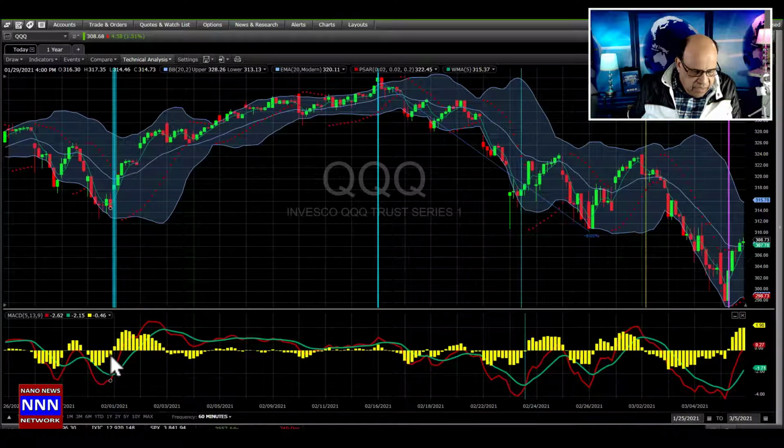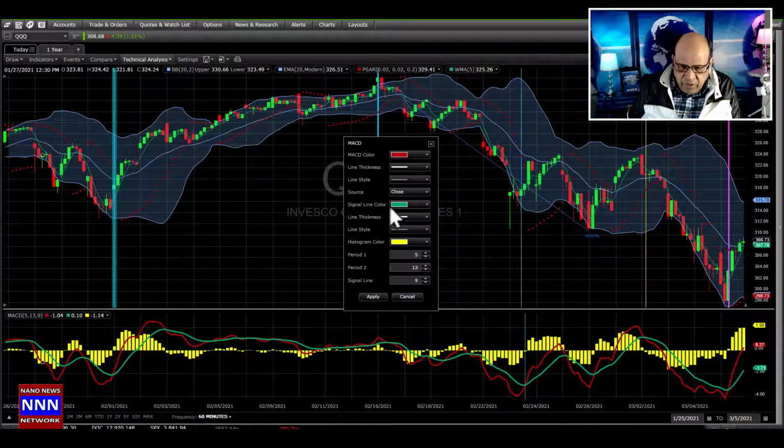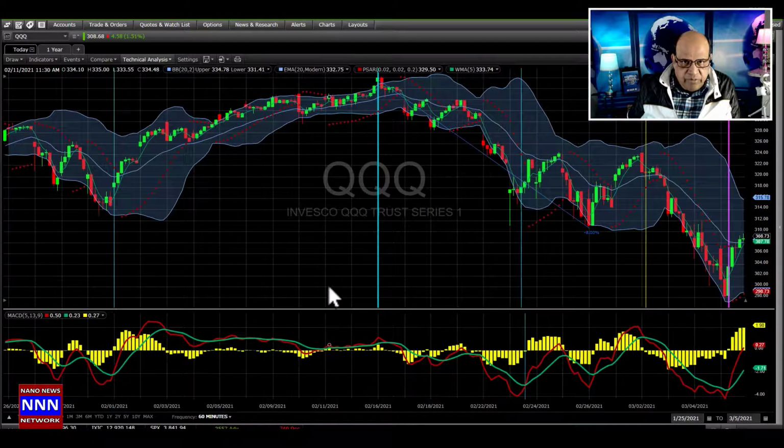And now we have the short-term moving average, which is 5 period, 13 period, and 9. I just changed it. Usually it is like 12, 26, and 9. And by clicking on this box, you can modify the numbers, the colors, and the thickness of the lines. That is from my software from Fidelity.